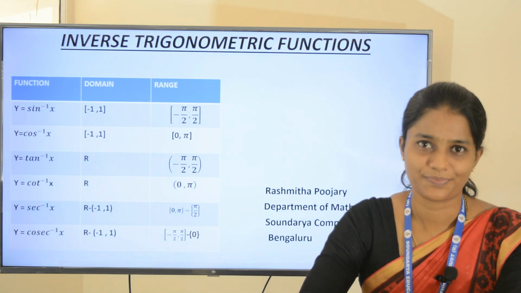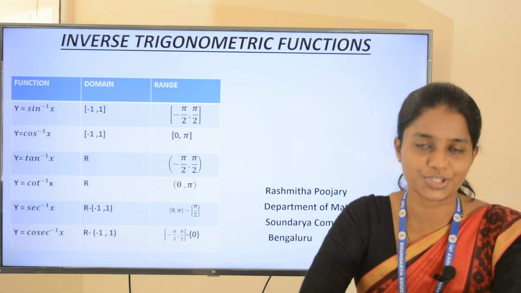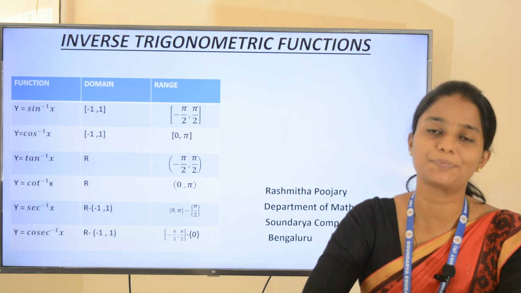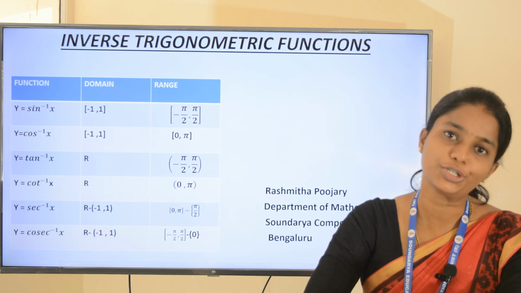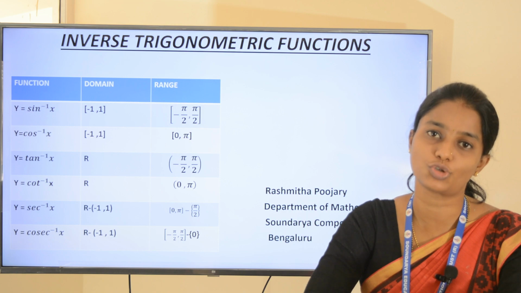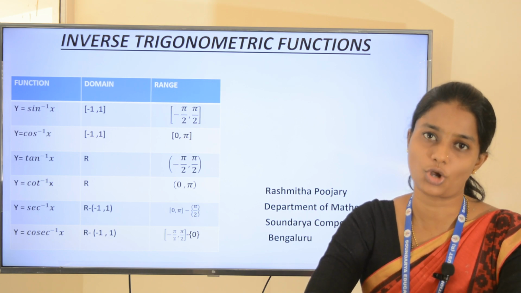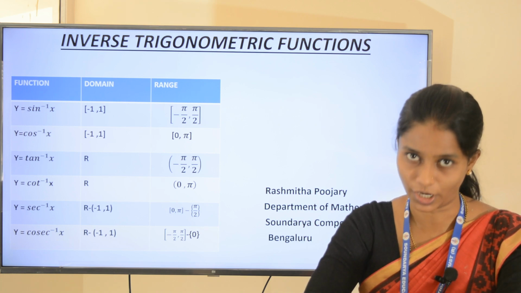Dear students, today's topic is inverse trigonometric functions. We are going to find the principal value branch of some type of functions. Before going to the topic, let us recapitulate the principal value branch of the 6 inverse trigonometric functions and some of the properties of inverse trigonometric functions.